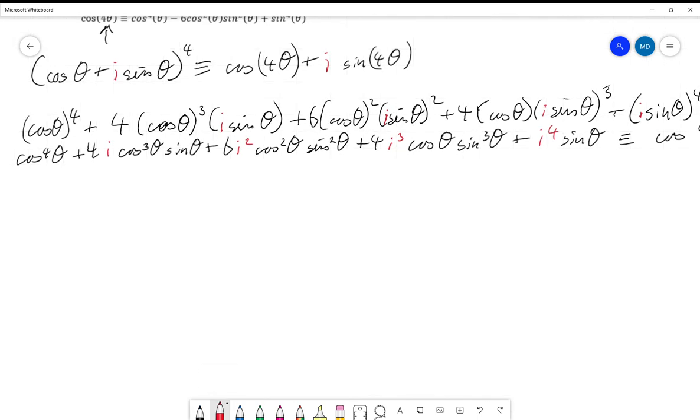And now we need to deal with these i terms. i squared is minus 1, i to the cubed is minus i, and i to the 4 is just 1. And that's an important rule. You might want to write that down.